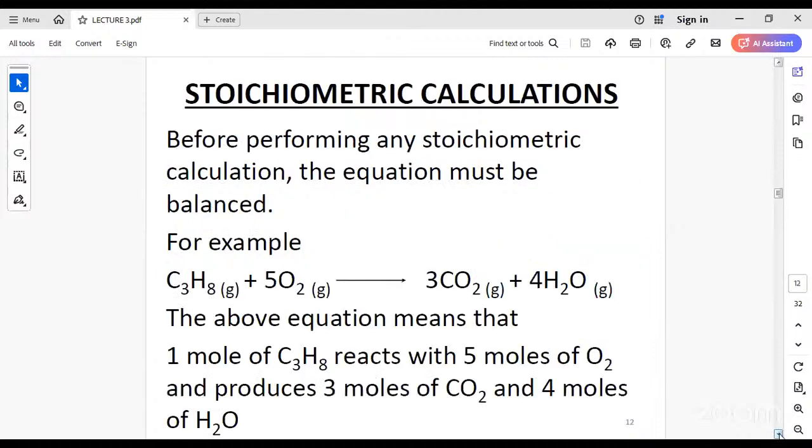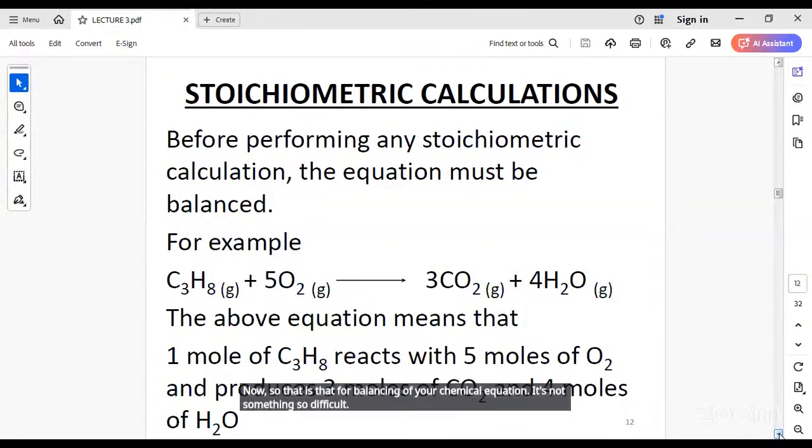Now, that is it for balancing of your chemical equation. It's not something so difficult. If you understand, that was why I took time to do it instead of just showing you the slide. With that, you'll be able to understand how to balance your chemical equation. So the next is your stoichiometric calculations.